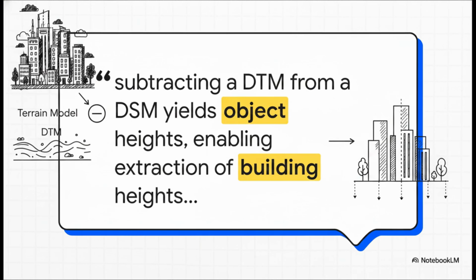And this brilliantly illustrates why having both of these models is basically a superpower for city planners. If you take your surface model with all those buildings and mathematically subtract your terrain model, the bare earth, you're left with just the object heights. Suddenly, with simple subtraction, you have a perfect 3D city model with exact building heights and tree canopies. That's incredibly valuable for things like urban forestry or running a line-of-sight analysis for telecommunications.